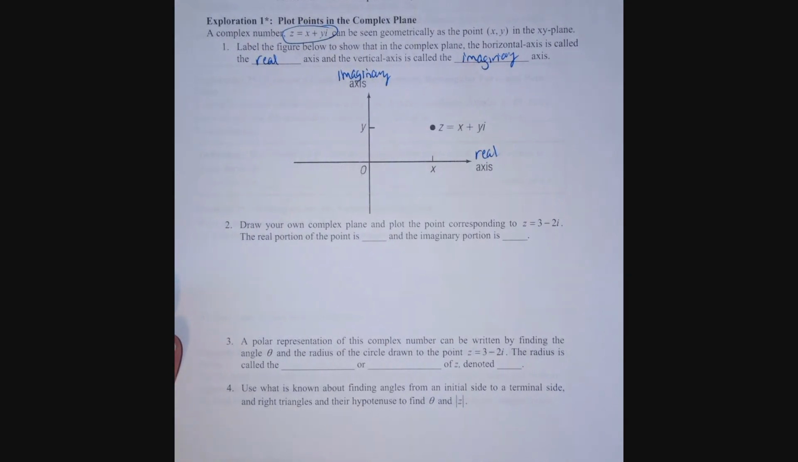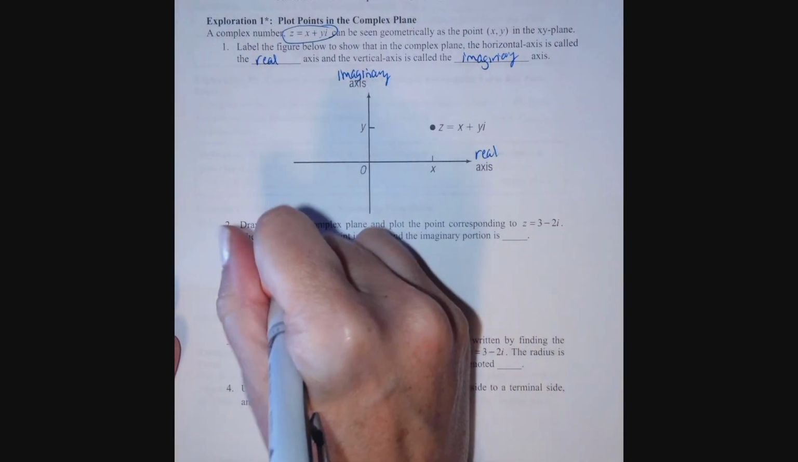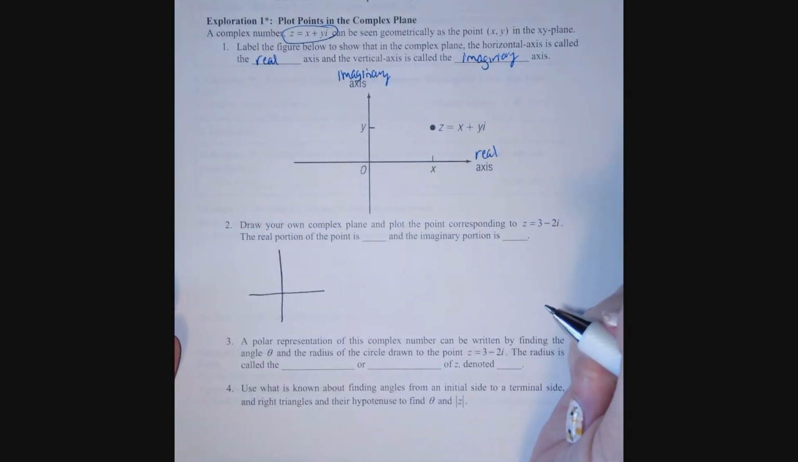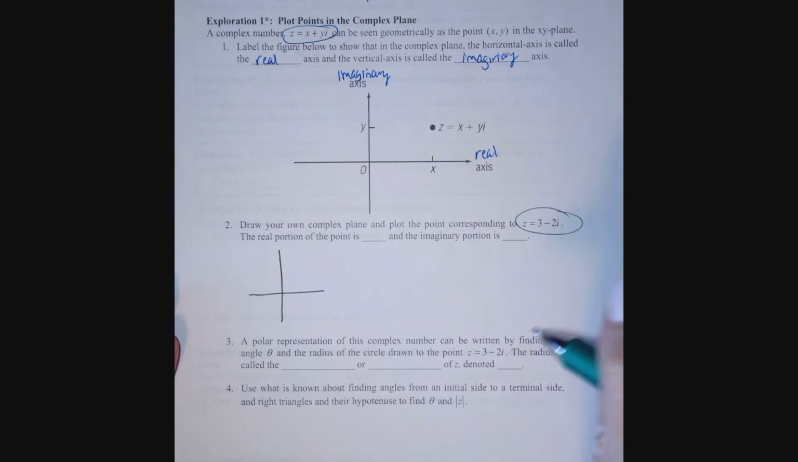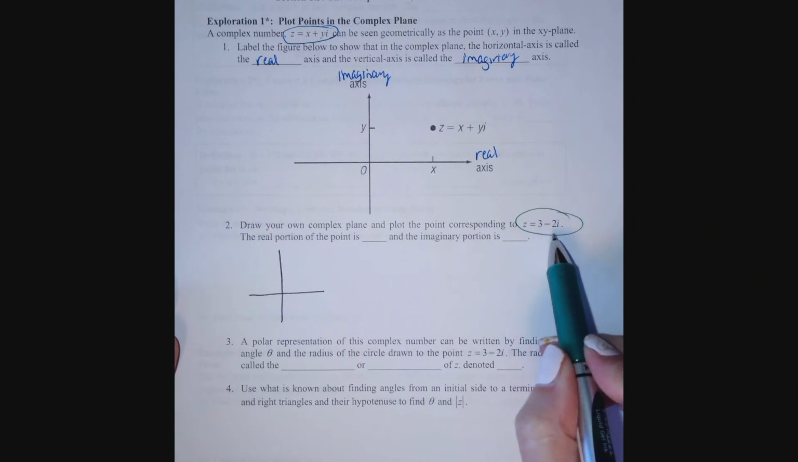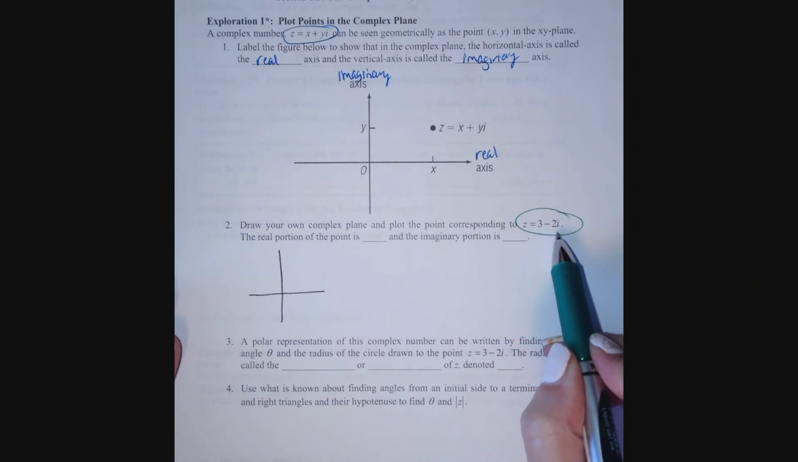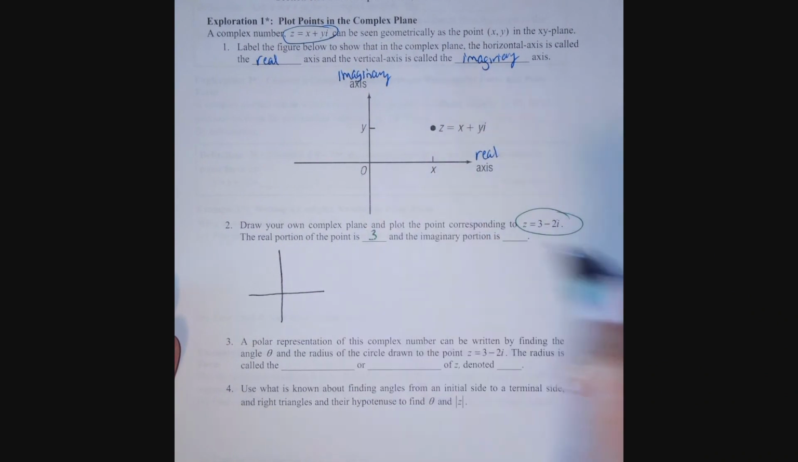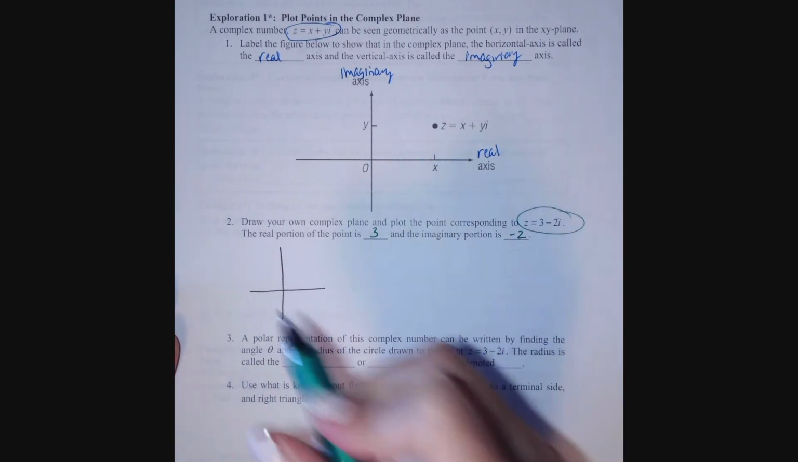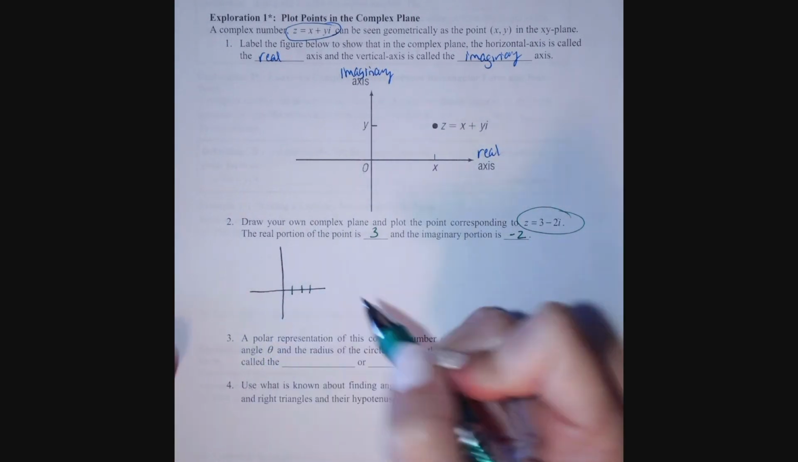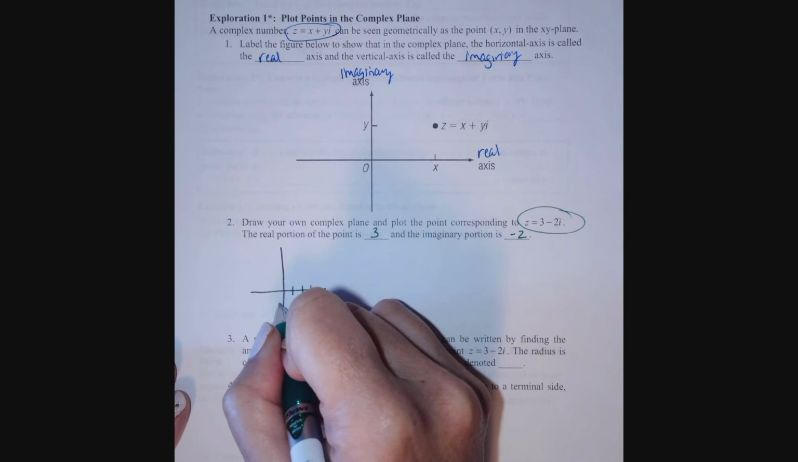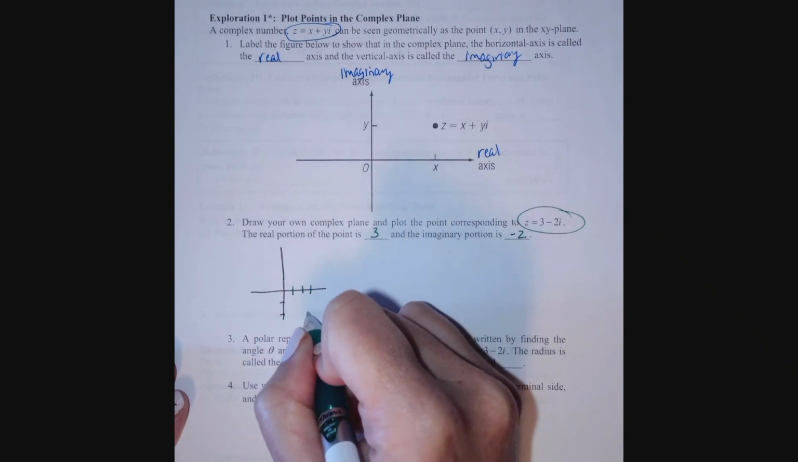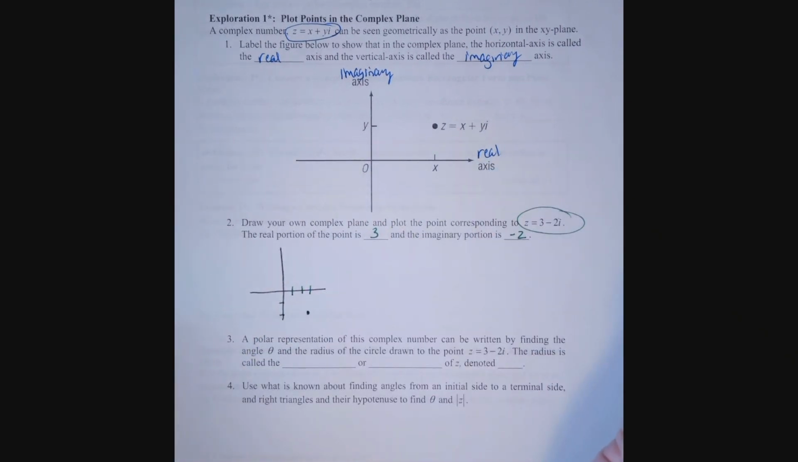Okay, and then it encourages us to practice. So let's draw our own complex plane, and we're going to plot the point that corresponds to the complex number z equals 3 minus 2i. Well, the real portion is going to be 3, and the imaginary portion is negative 2, so we're in quadrant 4. So I count 3 positive on the real axis and down to a negative 2 on the imaginary axis, and that's where my point falls. Let's just label this point P.